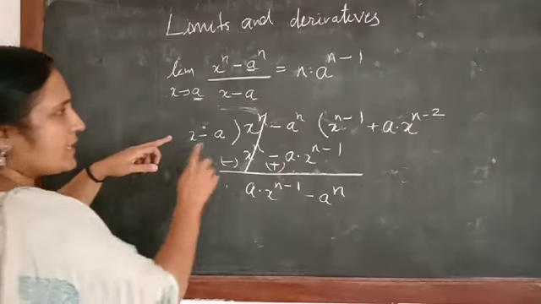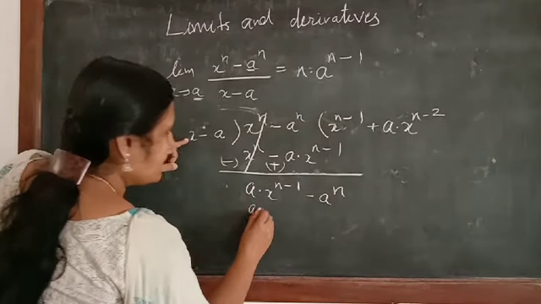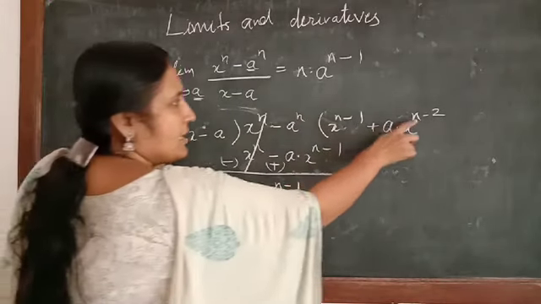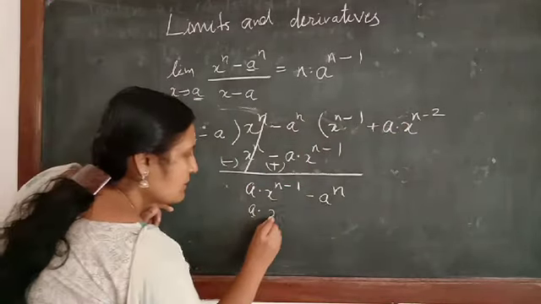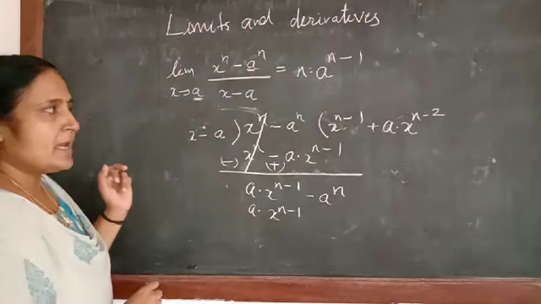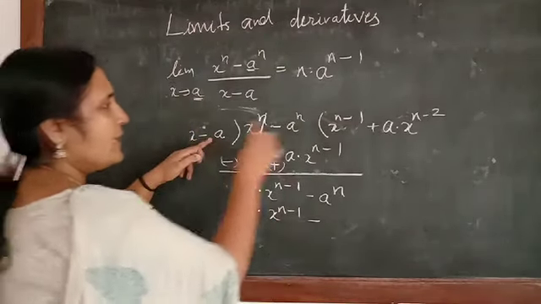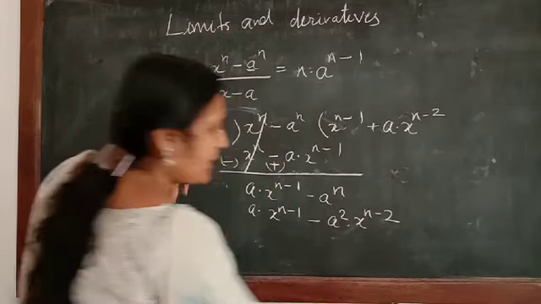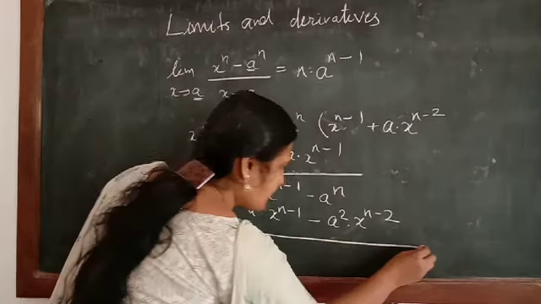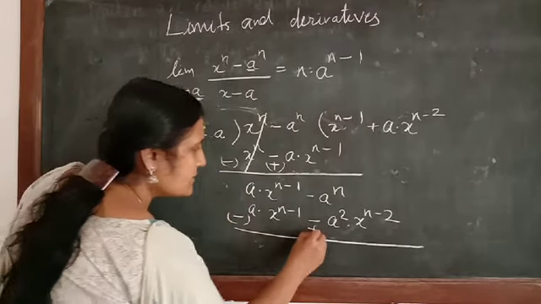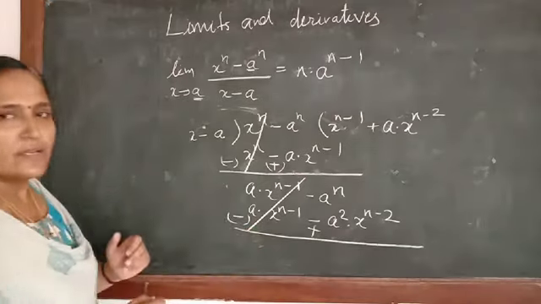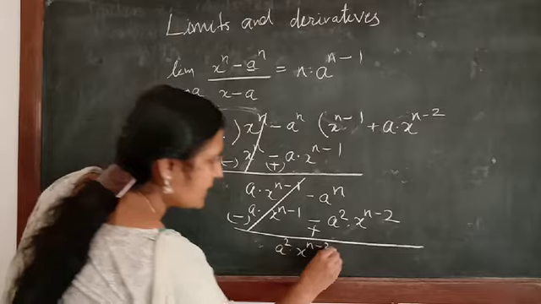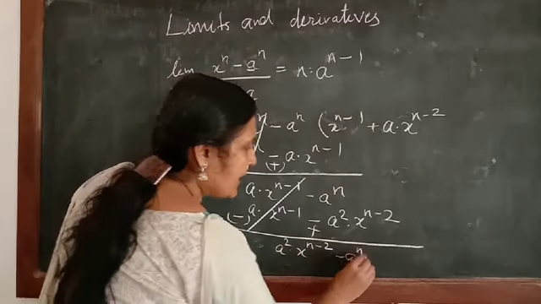Doing the multiplication, a will come here, then x raised to n minus 2 into x raised to 1, so we get n minus 2 plus 1. That will be equal to x raised to n minus 1, and minus a into a is a square into x raised to n minus 2. Now again we do the subtraction. Minus this expression will be equal to plus, so this will get cancelled. Then again we get a square into x raised to n minus 2 minus a raised to n.